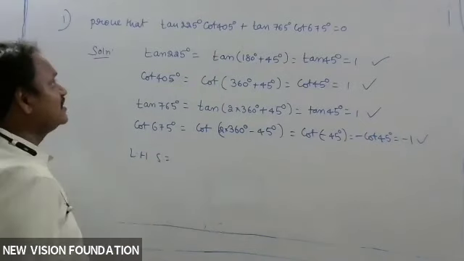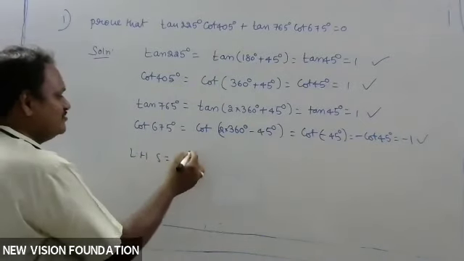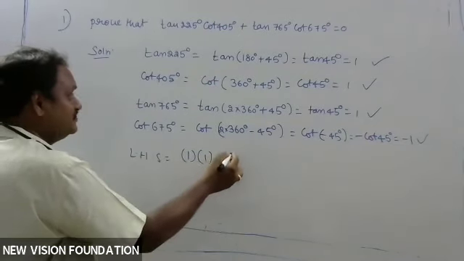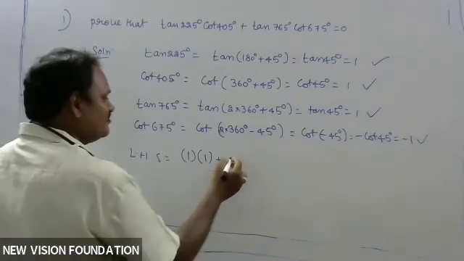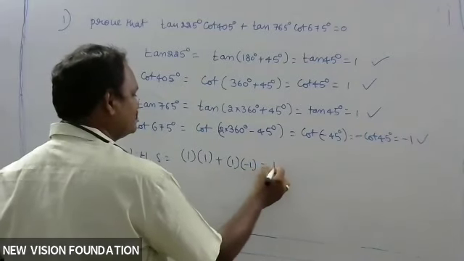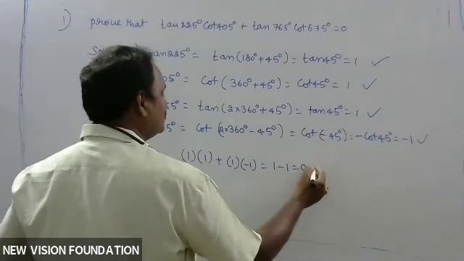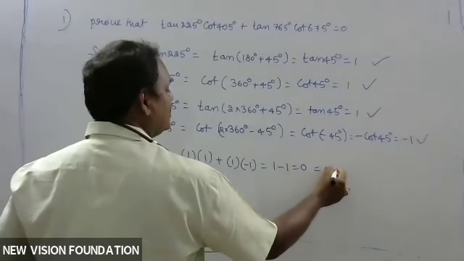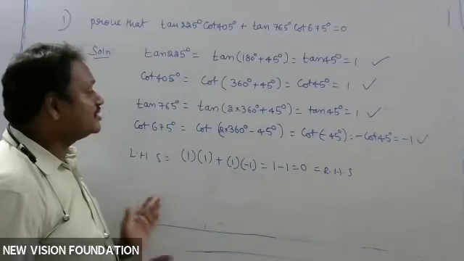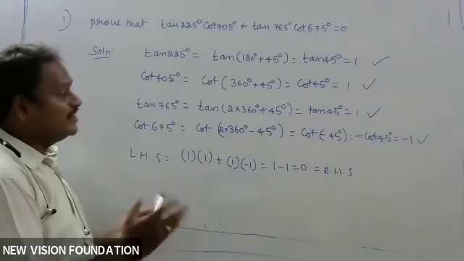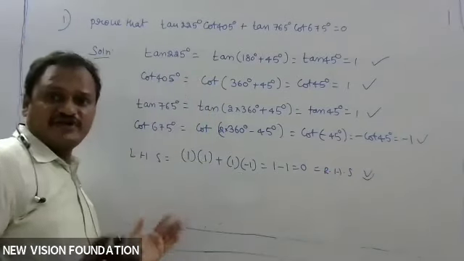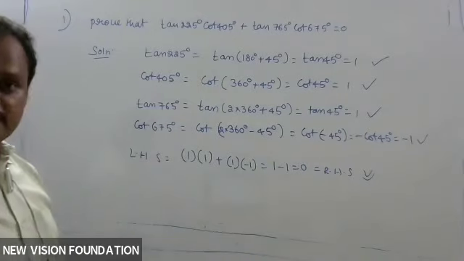What we are having: tan 225 degrees value is 1, into cot 405 degrees is 1, plus tan 765 degrees becomes 1, and cot 675 degrees becomes minus 1. Therefore, this is 1 minus 1. The value becomes 0, and we have proved it. We have taken the left hand side part and we got the right hand side part. This way we can prove this particular problem, my dear students. Please observe. Like that, in this video we are going to do different kinds of problems.